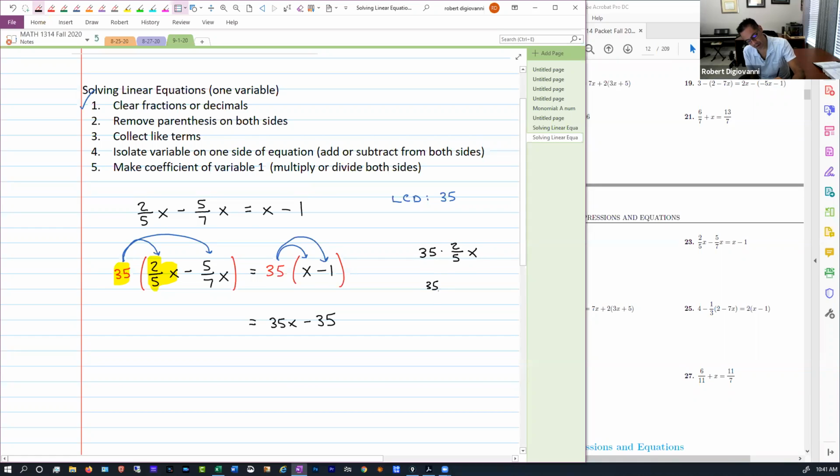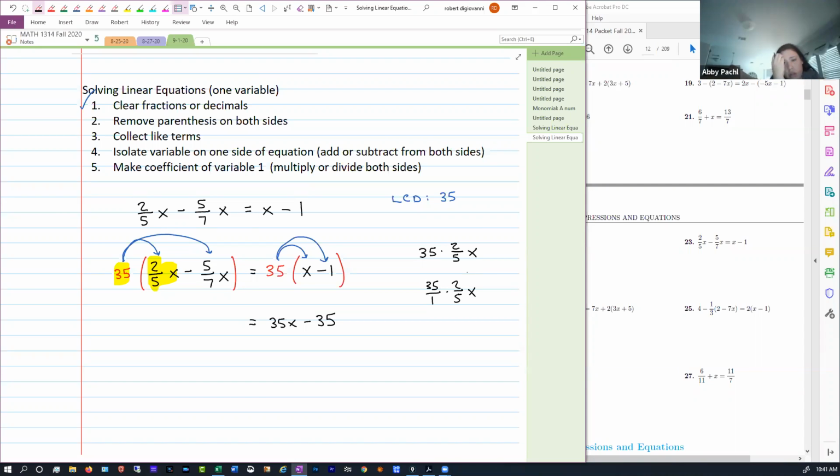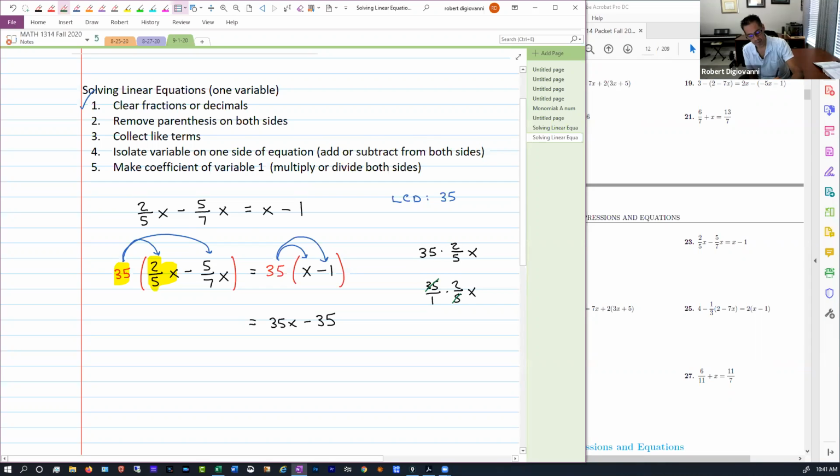Yep. So you're going to go 35 over 1 times 2 over 5x. And then do you just want to multiply across? Is that the way you would do it, or would you reduce before the multiplication? It's really up to you. Oh, you could reduce the 35 and the 5. Do you want me to do that way? Yeah. Okay, let's do that. So you're saying that 35 and 5 goes into both of those, right? So 5 goes into 5 once, and 5 goes into 35 7 times? Yeah, I think so. Yep.